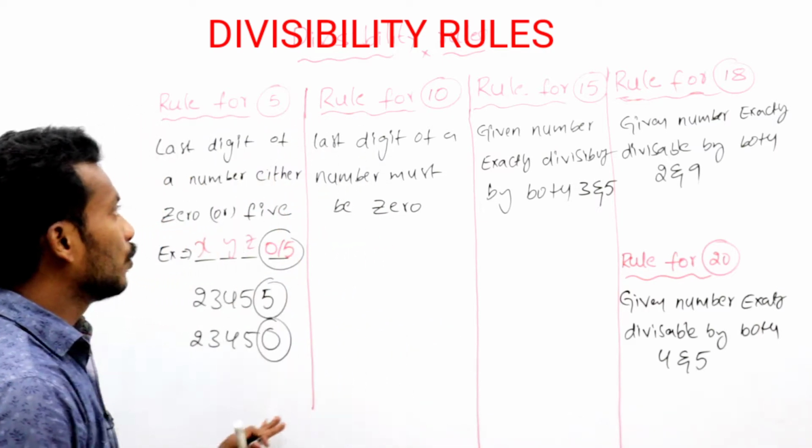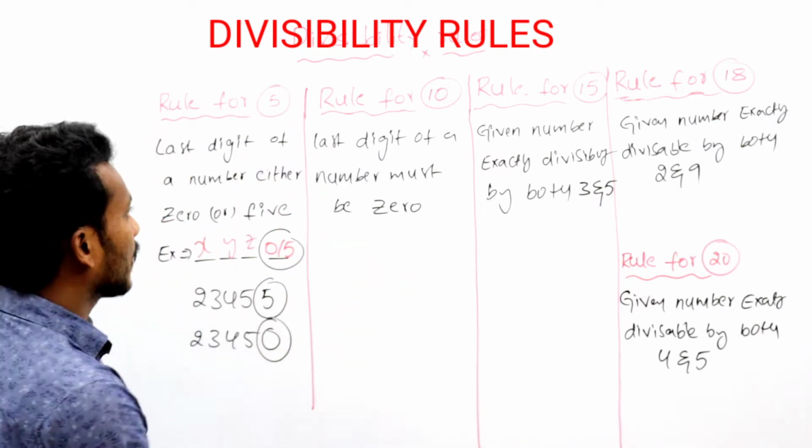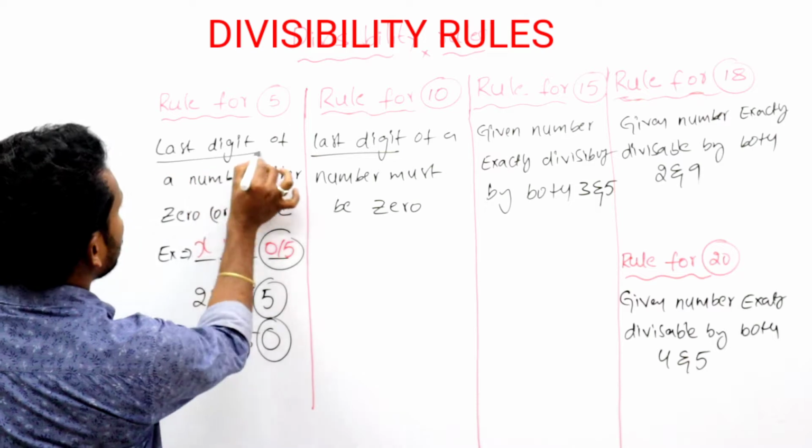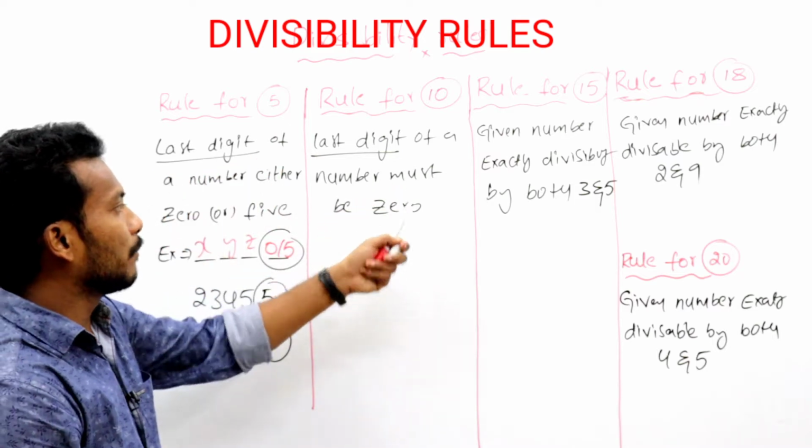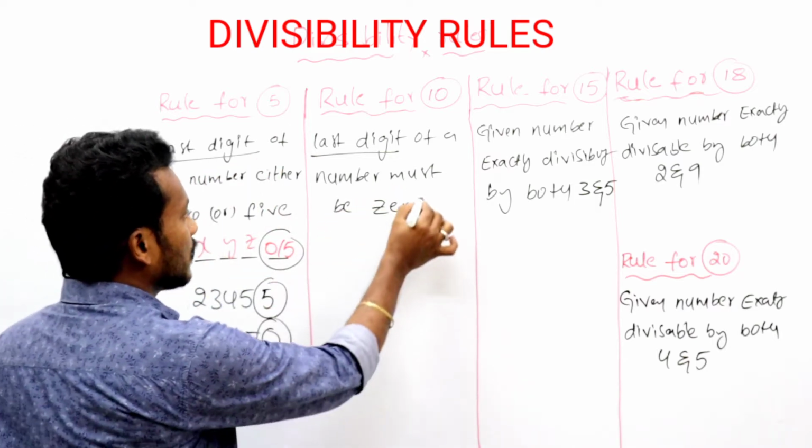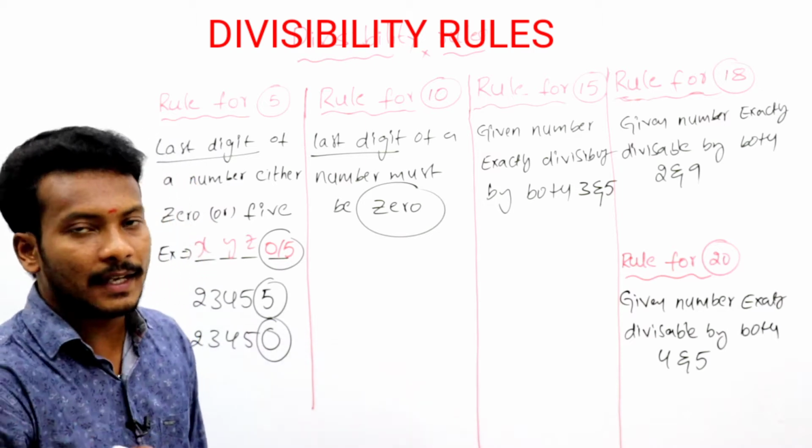Now move to the rule for 10. Here also the last digit of a number must be 0. Must be 0 means it is compulsorily a 0.